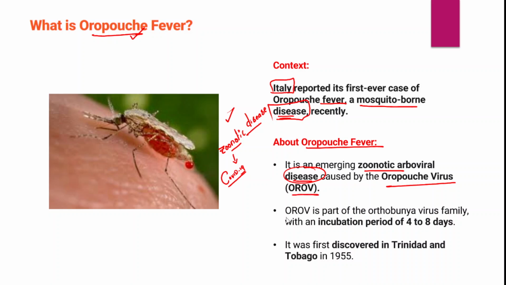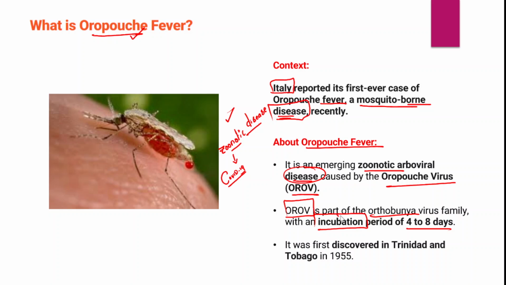And when we talk about OROV, the Oropouche virus, it is part of the Orthobunyavirus family, and the incubation time of this fever is around 4 to 8 days, right? So what is this incubation period? As I have already told you, it is a zoonotic disease. Once the disease enters into the human body through the affected mosquito, the period from the day this pathogen enters the human body to the day it starts showing symptoms is known as the incubation period.